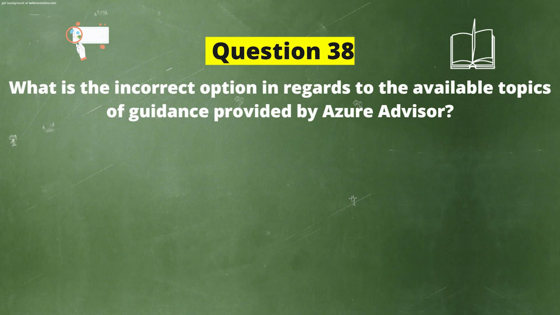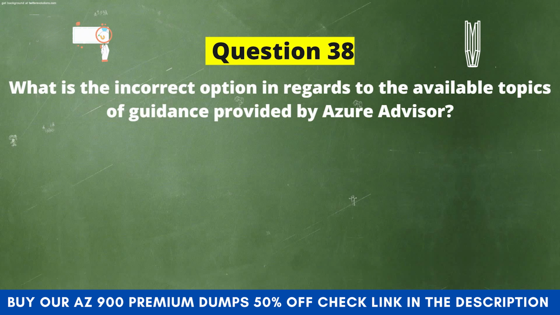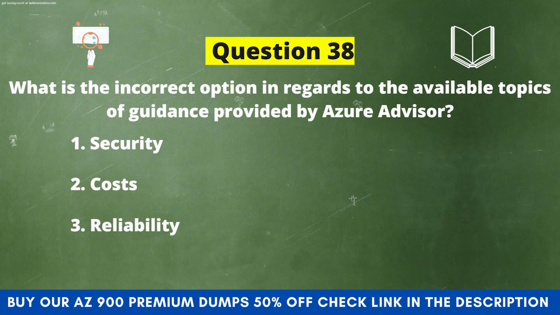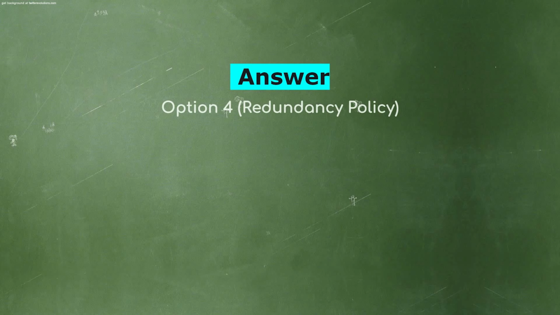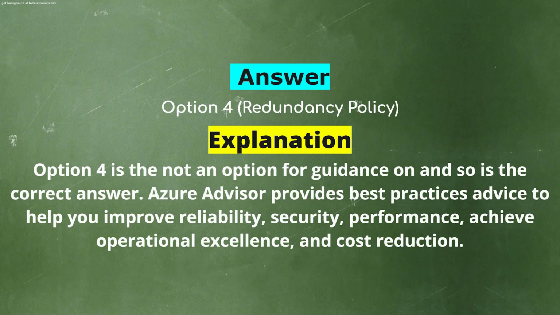Next question. What is the incorrect option in regards to the available topics of guidance provided by Azure Advisor? And the options are 1. Security. 2. Cost. 3. Reliability. 4. Redundancy policy. And the correct answer is option 4. Redundancy policy. Explanation. Option 4 is not an option for guidance and so is the correct answer. Azure Advisor provides best practices advice to help you improve reliability, security, performance, achieve operational excellence, and cost reduction.